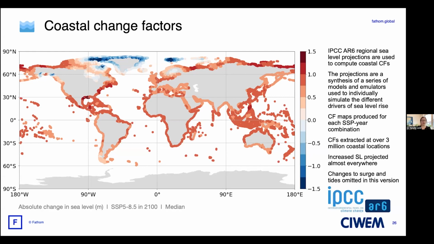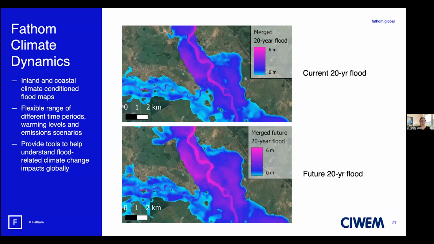Next slide, please. So to produce our global flood maps, each of these sets of change factors is used to update our historical baseline data to give us projections of flood hazard under different global warming levels. And this means we can produce inland and coastal climate conditioned flood hazard maps for a flexible range of future time periods, warming levels, and emission scenarios. And we believe that this is a really useful tool to help users to understand flood-related climate change impacts globally.